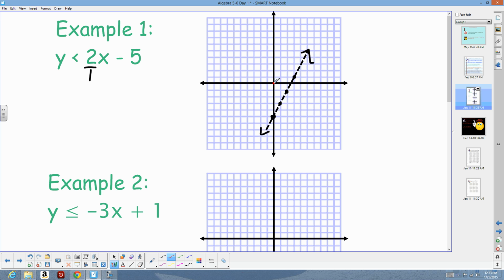I'm going to plug in 0, 0 and see if that's a solution to this inequality or not. So I'm going to plug in 0 for y and for x. So is 0 less than 2 times 0 minus 5? Well, 2 times 0 is 0, and 0 take away 5 is negative 5. Is 0 less than negative 5? And that is no. So 0, 0 is not part of the solution, so therefore we don't want to color this half of the graph, we want to shade in the other half of the graph.